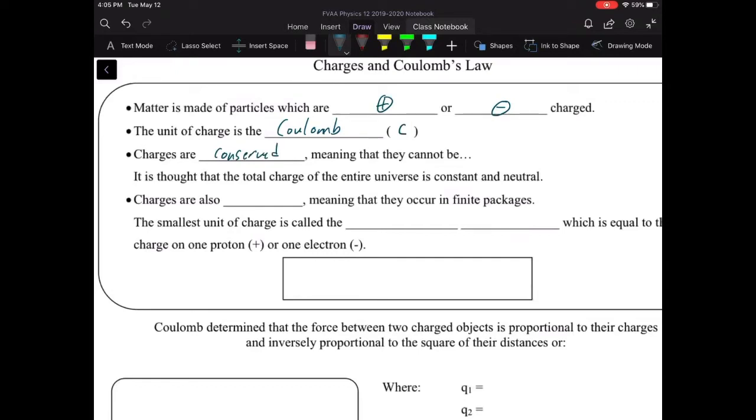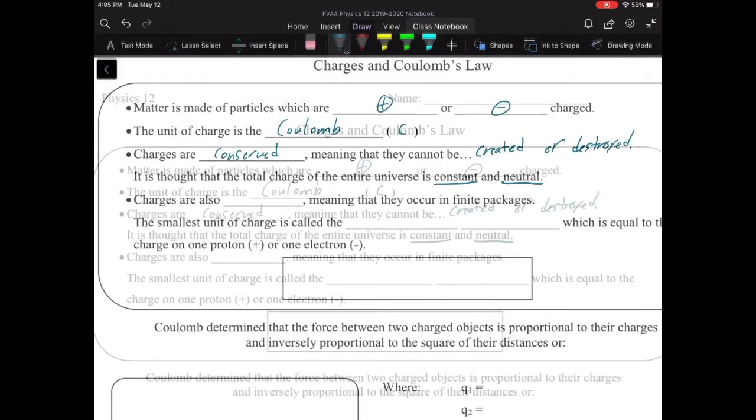That means that they cannot be created or destroyed, in the sense that if something has a negative charge, it may have gained electrons from something that now has a positive charge because it lost electrons. It is thought that the total charge of the entire universe is constant and neutral, that there's this balance between positive and negative charges in the universe, which is pretty amazing.